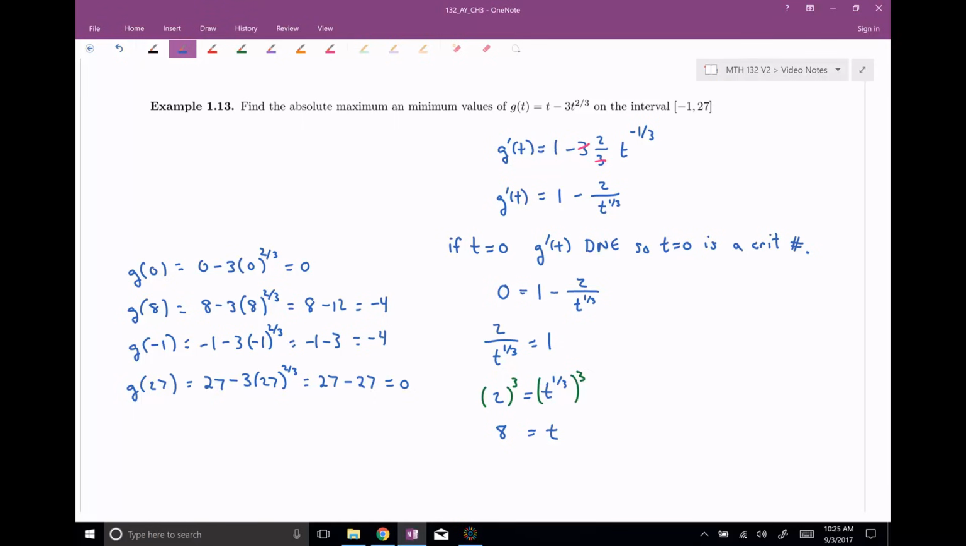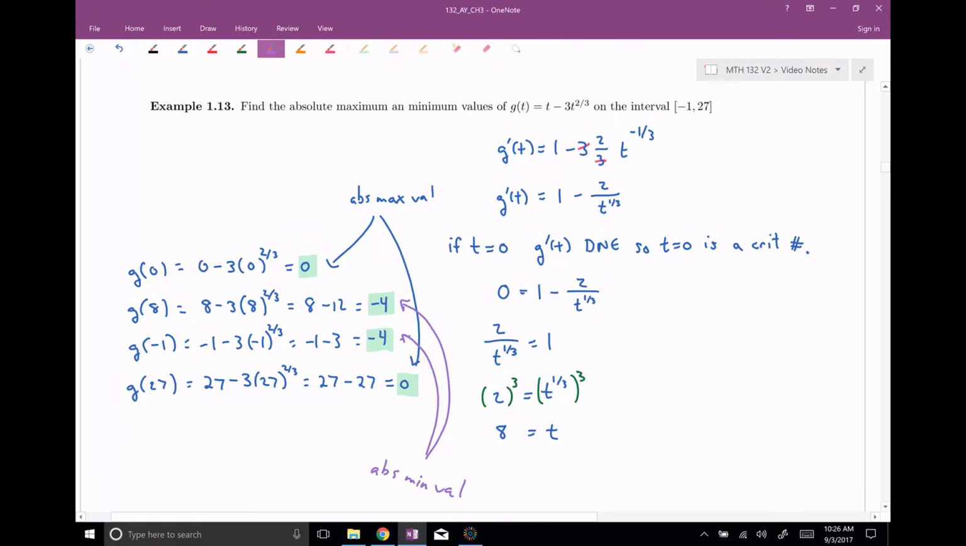So you can see that the absolute maximum is 0, and it occurs in two different places. So 0 is the absolute maximum value. And negative 4 is the absolute minimum value, and again, it occurs in two different places. All right, and those are the final answers. We figured out the absolute maximum and minimum values.